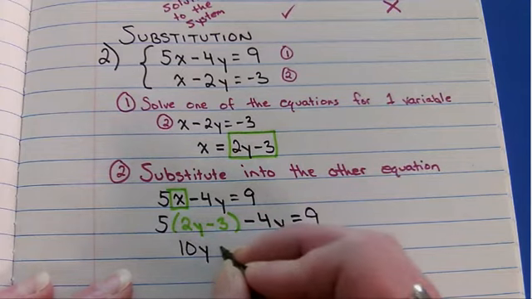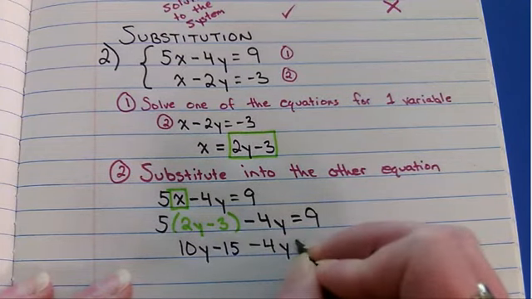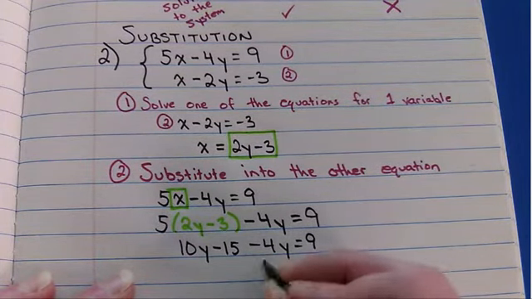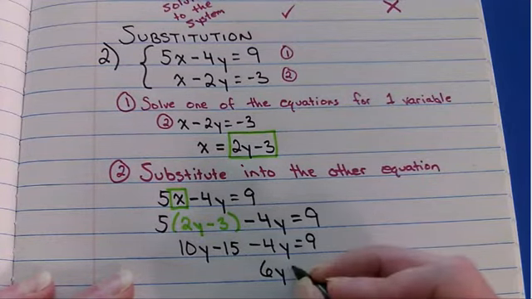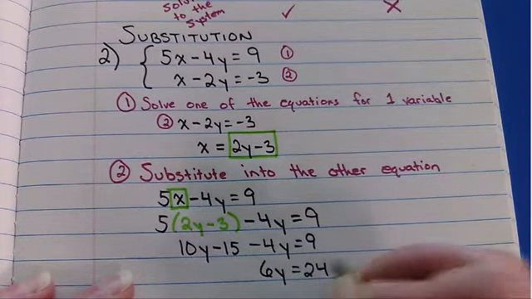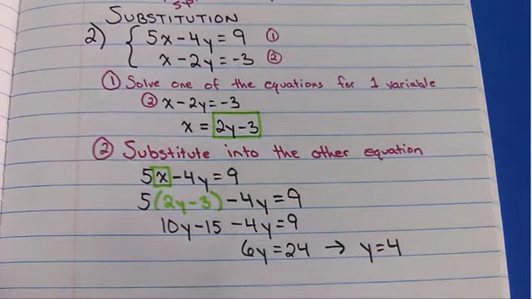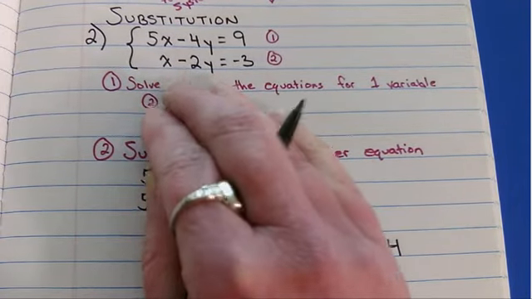So that'd be 10y minus 15 because I had to distribute. Combine like terms, 10y minus 4y, that's going to give me a 6y. I'm also going to add the 15 to the other side and get a 24. So y is 4. But in this solution, we have two equations with two variables, so I need to find both variables.